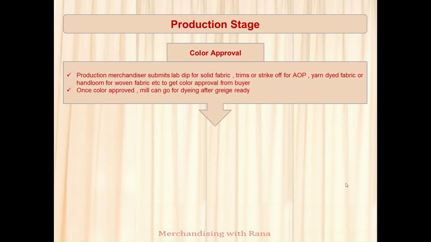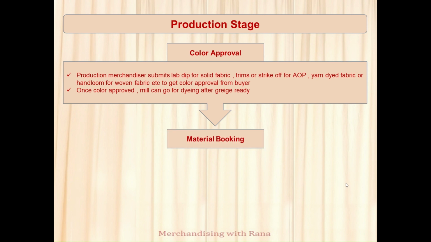Color approval. For color, solid fabric, solid trims, I need to submit the lab dip. For AOP, all over print, or yarn dyed, I have to submit a strike off. And for woven fabric, it is called handloom. Once this color is approved, the mill can go for dyeing if the greige is ready. It is not that it will be approved in one shot. It might need several submissions.